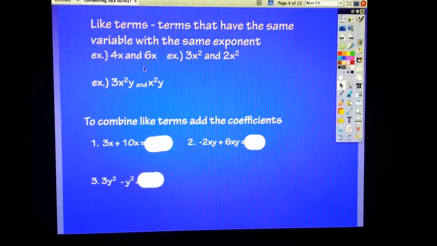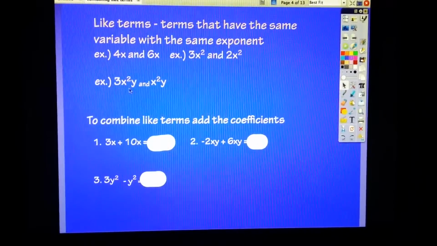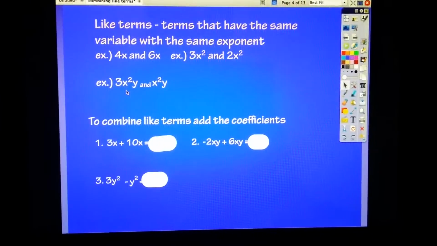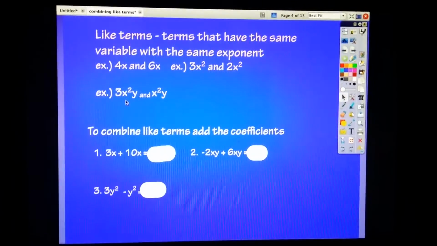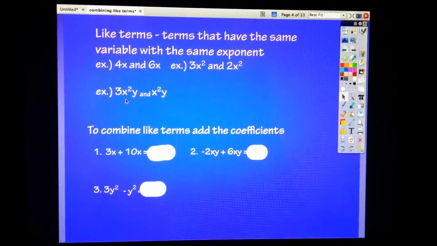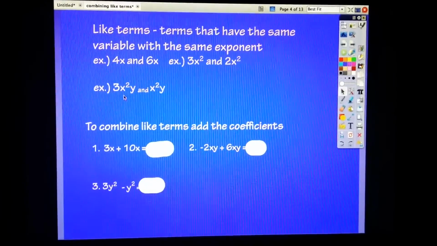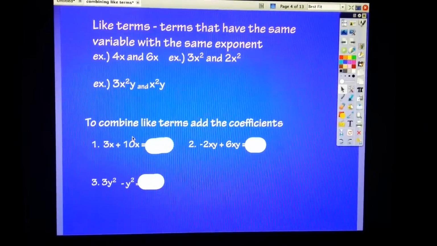4x and 6x, 3x squared and 2x squared, 3x squared y and x squared y are all examples of like terms. They have the same variable with the same exponent. To combine like terms, all you have to do is add the coefficients.